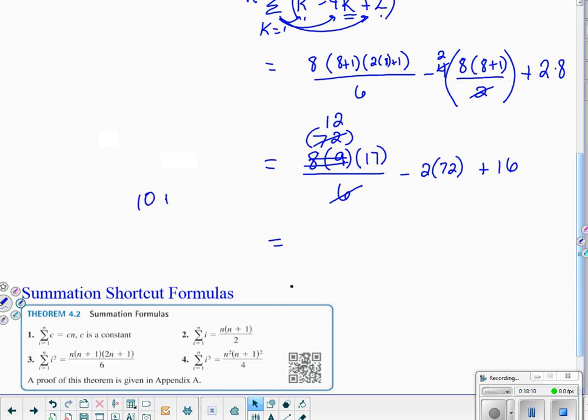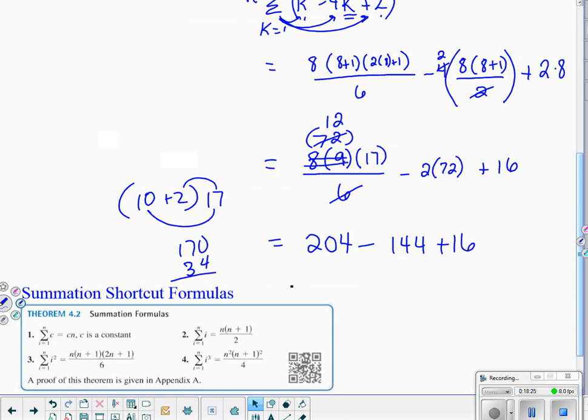I'm going to break that up and think of it this way. So 17 times 10 is 170. 17 times 2 is 34. I'm getting 204. Double 72, we're talking 144 plus a 16. See, these actually come out pretty decently here. 204 minus 144, I can do that in my head pretty easily. That's 60 plus 16 equals 76.